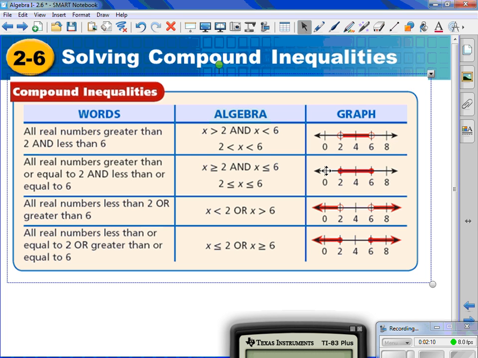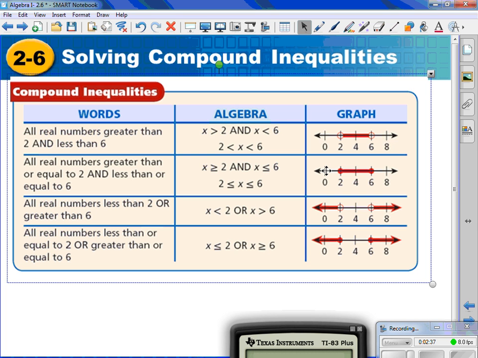All real numbers less than 2 or greater than 6. With the word "or," it has to be one or the other. So give me a number that's less than 2 or greater than 6. 10. It's greater than 6. That's true. Give me a number that's less than 2 or greater than 6.